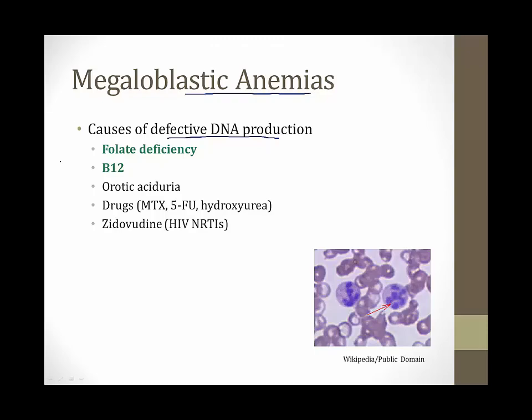In the biochemistry modules, I talk about folate deficiency and vitamin B12 deficiency in detail. These are two classic nutritional deficiencies that can lead to megaloblastic anemia. Orotic aciduria is also an inborn error of metabolism that can lead to a megaloblastic anemia. And then finally, there are some drugs which interfere with DNA synthesis. These include methotrexate, 5-fluorouracil, hydroxyurea, also drugs used to treat HIV like zidovudine. All of these can impair DNA synthesis and lead to a megaloblastic anemia, but I discuss all of these things in much greater detail in the biochemistry section.